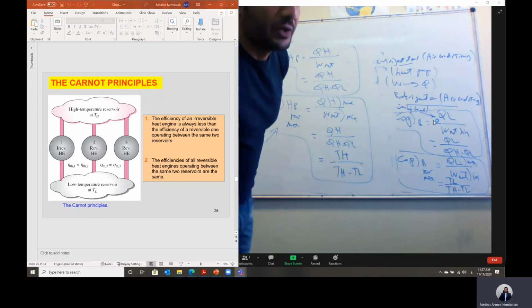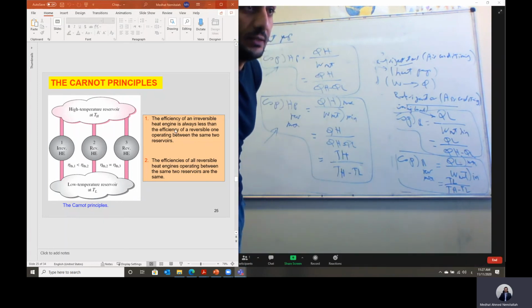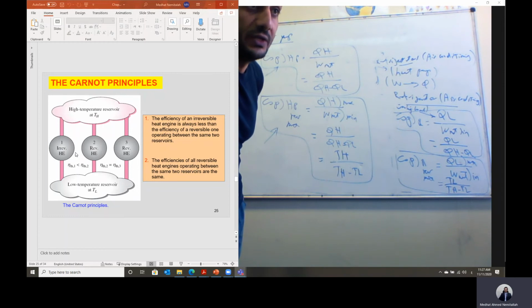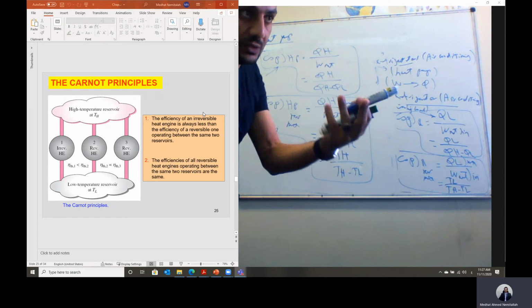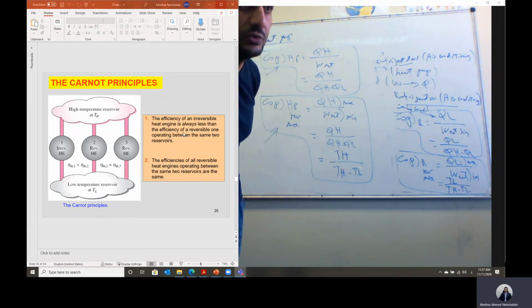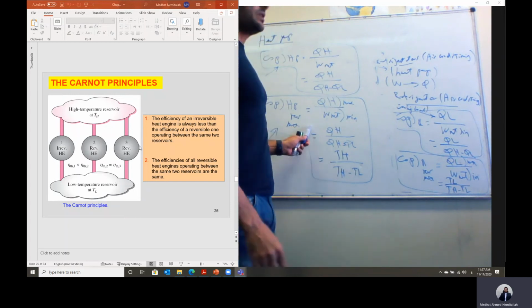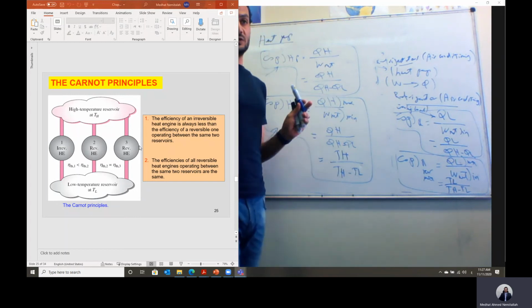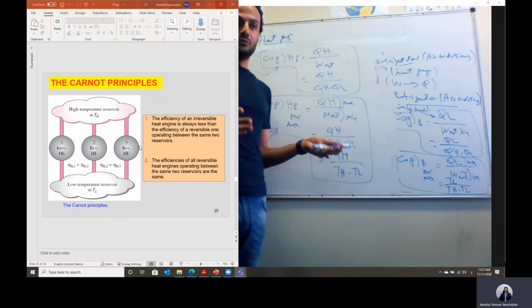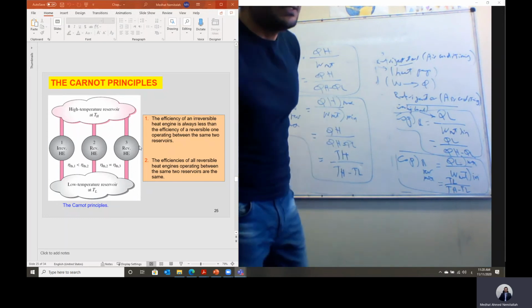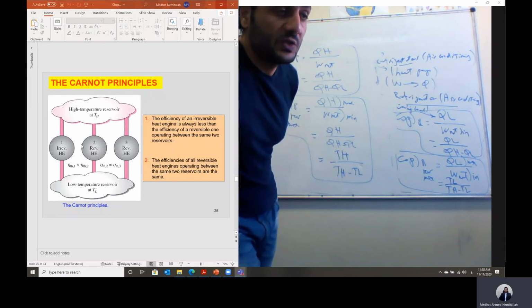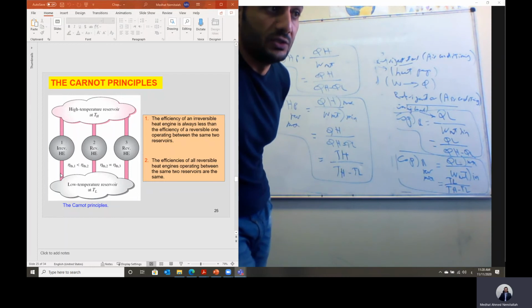But we have two Carnot principles here. For any system, the efficiency of any irreversible or actual heat engine should be less than that of the reversible one. As we said, the Carnot cycle gives us the maximum efficiency of the system because we assume we don't have any kind of losses. So when we compare an irreversible or actual heat engine with a reversible heat engine, the efficiency of the actual one should be less than the efficiency of the reversible heat engine.